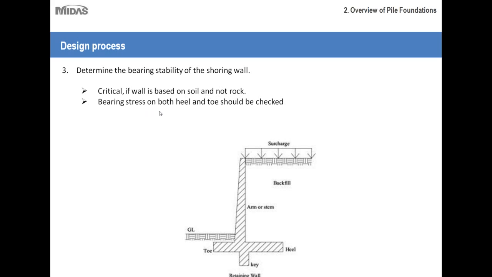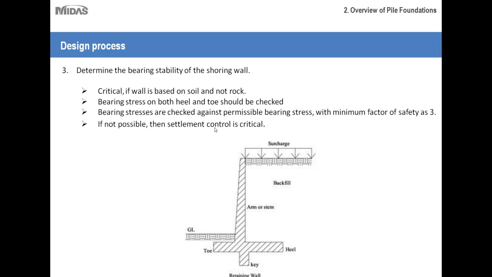Okay, so bearing stress on both the heel and the toe should be checked. So here's the toe and here's the heel. You need to check the bearing stress on both parts of the retaining wall. Bearing stresses are checked against permissible bearing stress with a minimum factor of safety of 3. If not possible, then settlement control is critical.